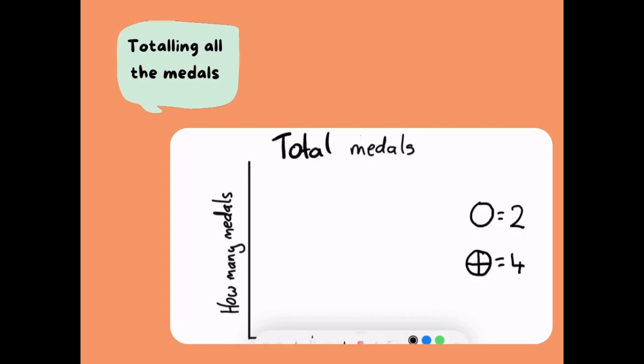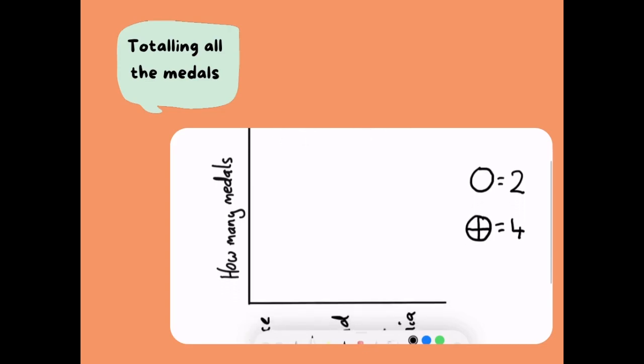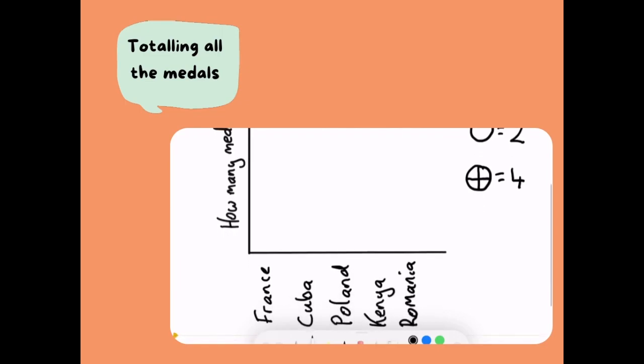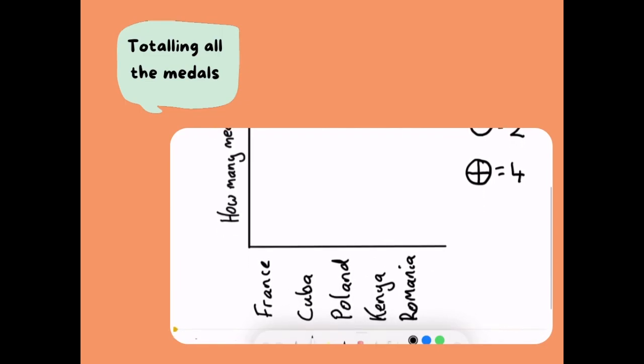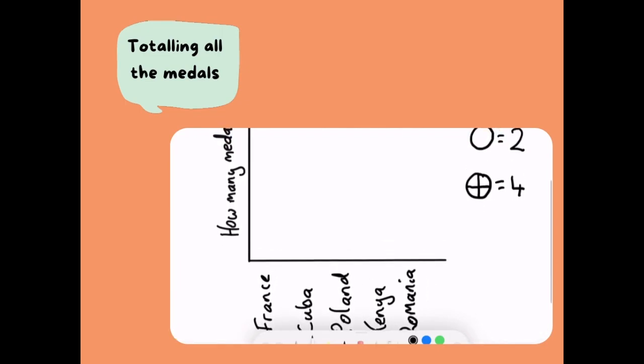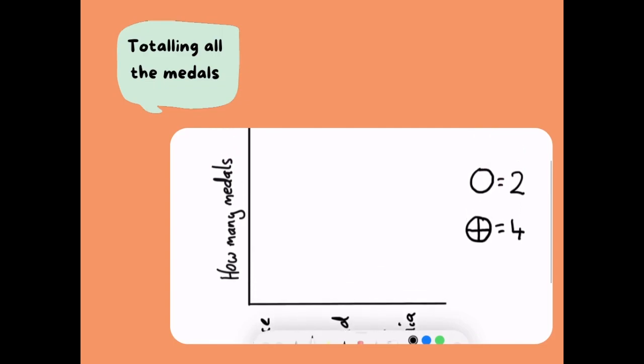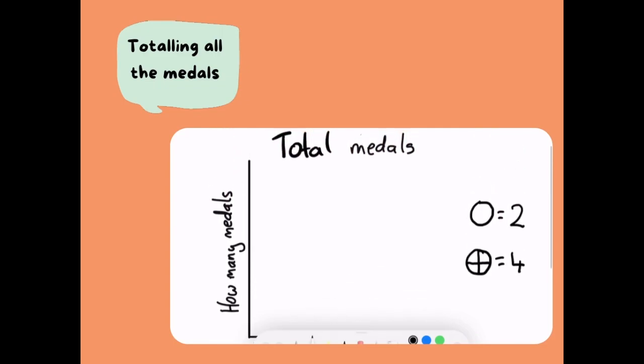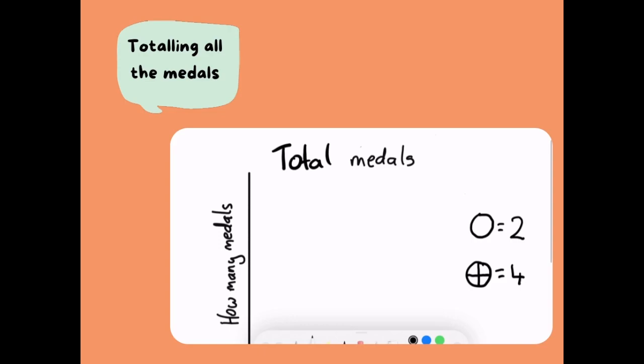Okay, so we're up to the total medals. So you should have done gold, silver, and bronze for each country, keeping the same country, using your tally marks that we did right at the start and how Mr. Crispin taught us yesterday how to do this. So I've got my France, Cuba, Poland, Kenya, and Romania down the bottom on my x-axis. My y-axis is how many medals, and at the top I've changed it from the colour of medal or the type of medal to total medals. And this is an overall now, so that's a combination of gold, silver, and bronze.